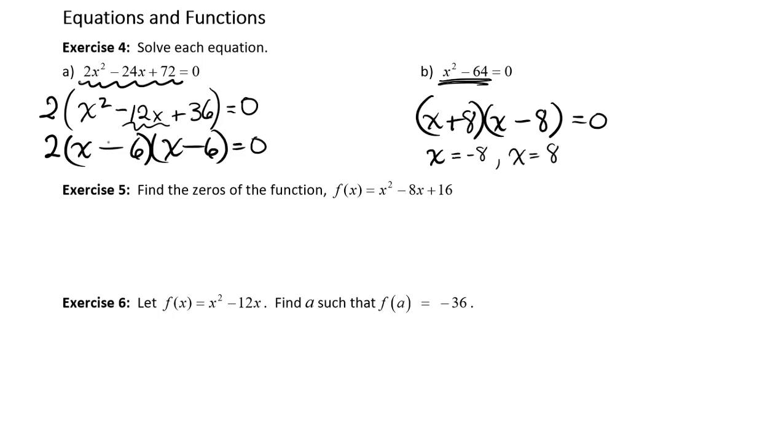For this other first one, I always jump ahead and forget my solutions, and then I have to go back. But my solution for this equation is x equals 6. We call this a multiplicity, but you can just say x equals 6.